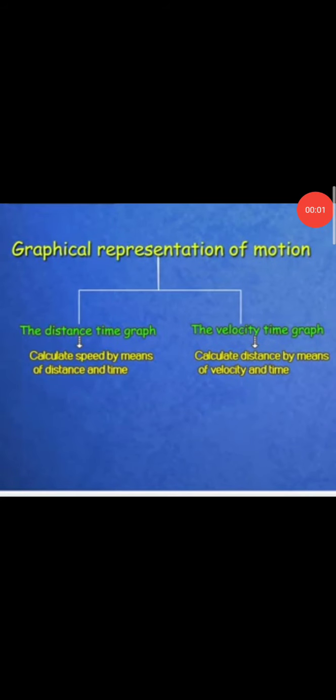Good morning, students. Today we are going to start our next topic under chapter motion, that is graphical representation of motion. Students, all of you know what are graphs. You must have used the graphs in your previous classes, especially in maths. A graph represents a relationship between two variable quantities in pictorial form.